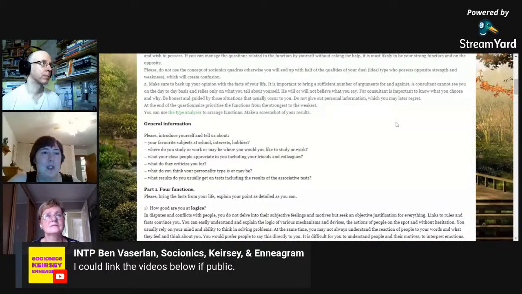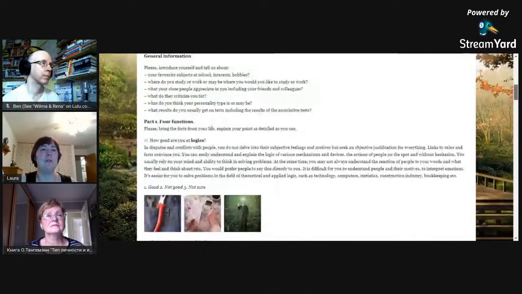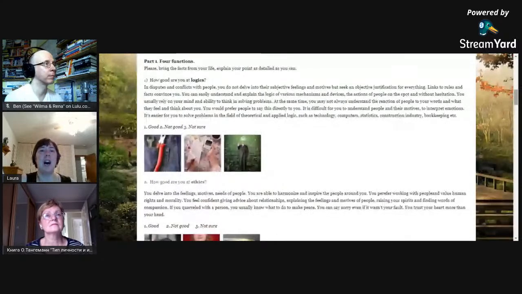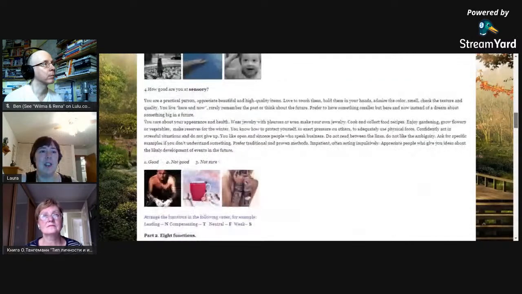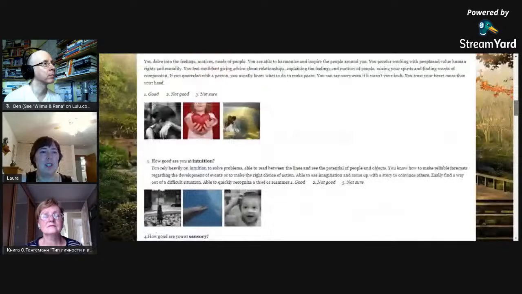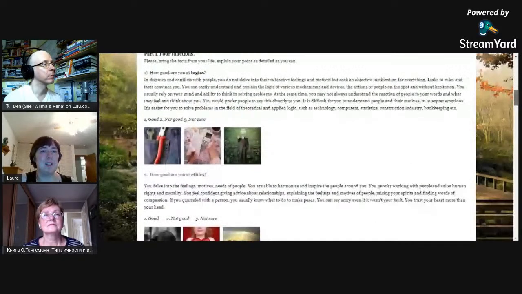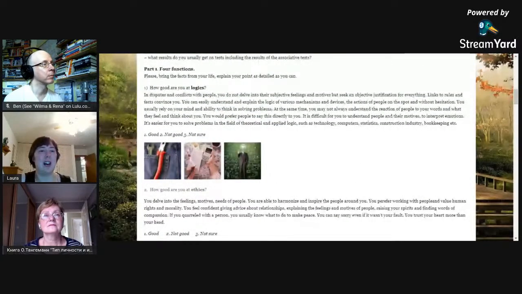And then part 1 is the 4 functions: logic first, then ethics, intuition, and sensory. Under those 4, there are all these different aspects. For logics, for example, in disputes and conflicts with people, I read each statement, analyze it and try to give examples. There are several statements in this paragraph.